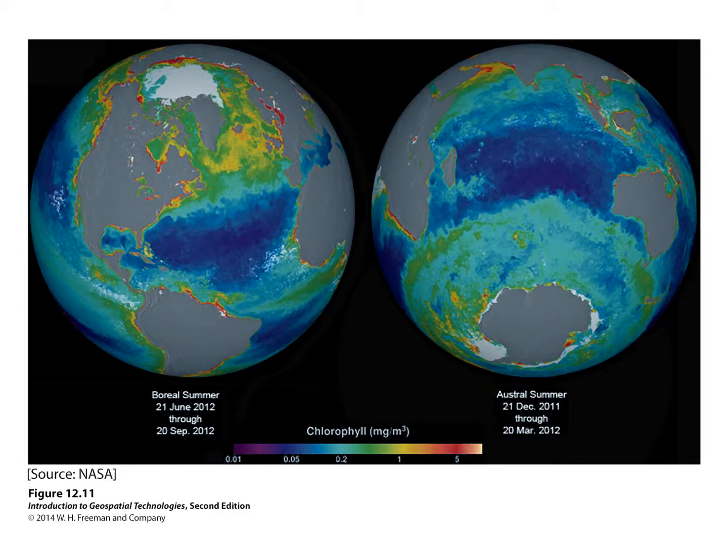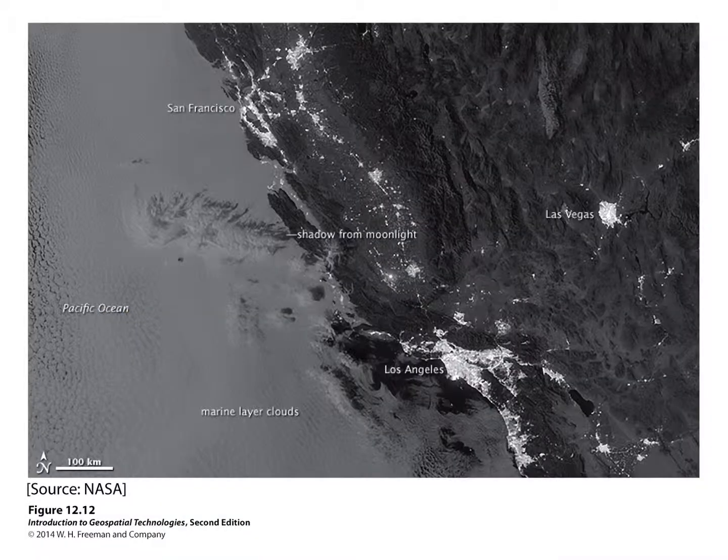And some more pictures from satellites. This one looking at chlorophyll, and you can see how those chlorophyll levels change from one area to another, different times of the day, different times of the year. Things like coastlines and cities and shadows. Here we have an example of a shadow from moonlight. So you get a lot of interesting things. You see the clouds. None of this stuff would be possible without satellites.